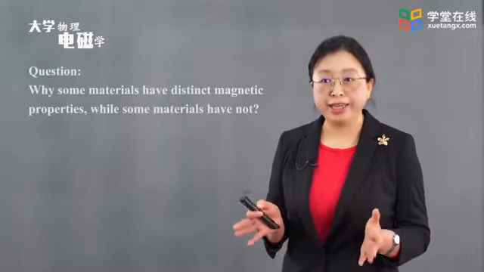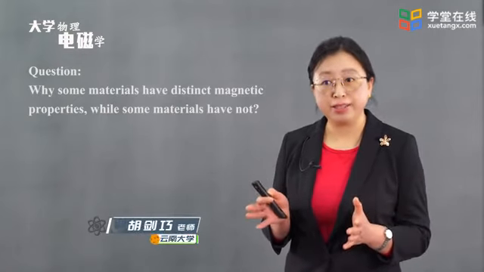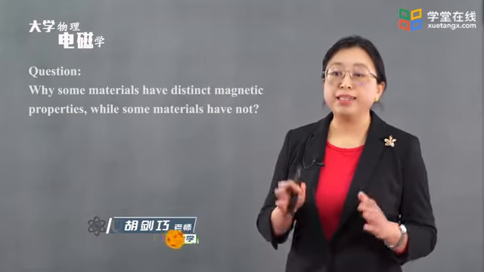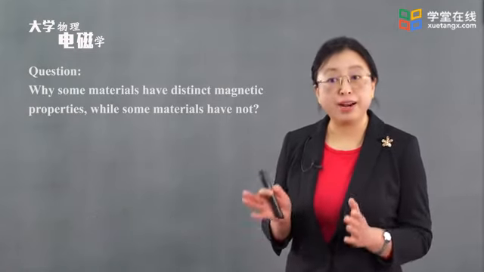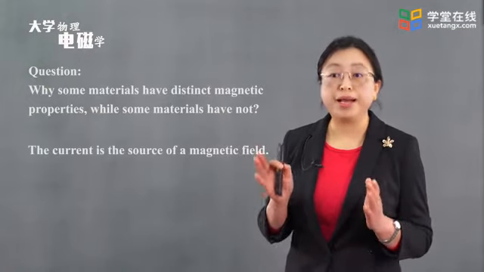I have a question here. Why do some materials have distinct magnetic properties, while some materials have not? We know the magnetic field is produced by a current. In other words, the current is the source of a magnetic field. Therefore, to answer this question, we must find the origin of a current at an atomic level, leading to the magnetic effects of the materials.